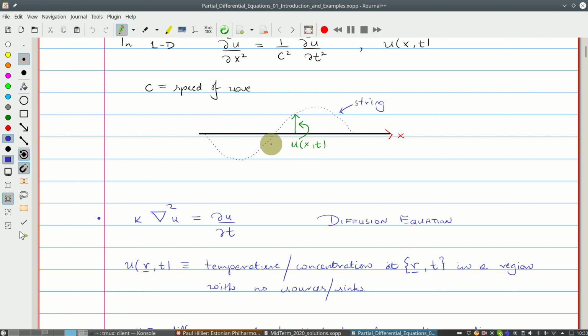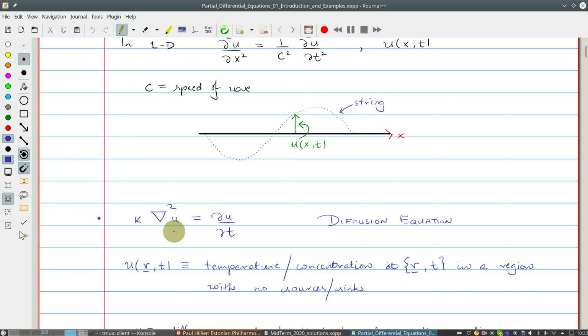This is described in Riley, Hobson and Bence 20.1.1, and I've given you an illustration here of what u means in one dimension in space. Then we have equations like the diffusion equation, where now we've got some constant kappa multiplying the Laplacian, and we have a single first order derivative in time, unlike the wave equation where this was second order in time. Here the solution u of r and time describes the pressure or the concentration at a particular position in space and at a particular time.